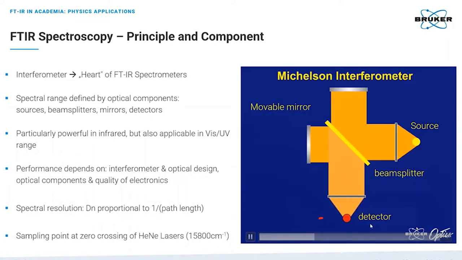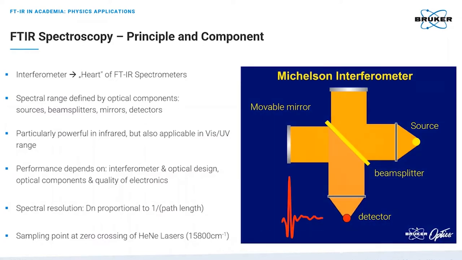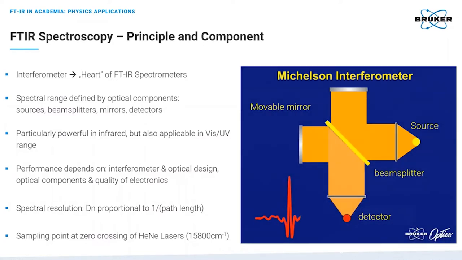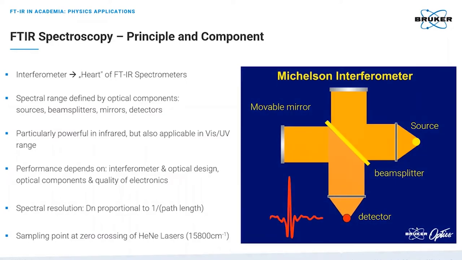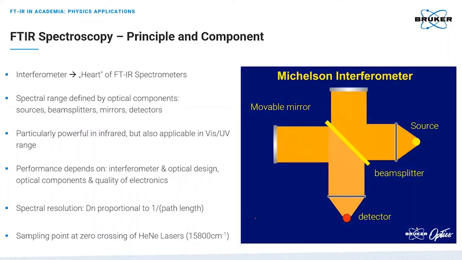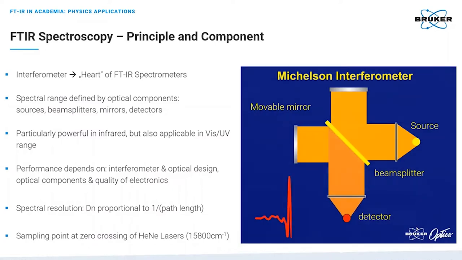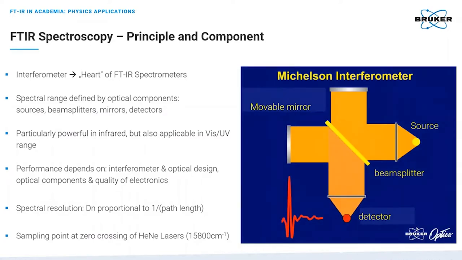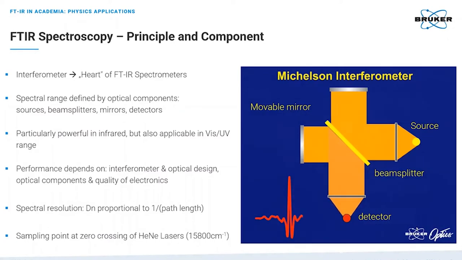The detector measures the light intensity as a function of the position of the moving mirror, and this gives us a so-called interferogram. And a mathematical operation of FT, Fourier transform, via a computer converts that interferogram into a spectrum of the light source. This working principle is fundamental for every FTIR spectrometer.